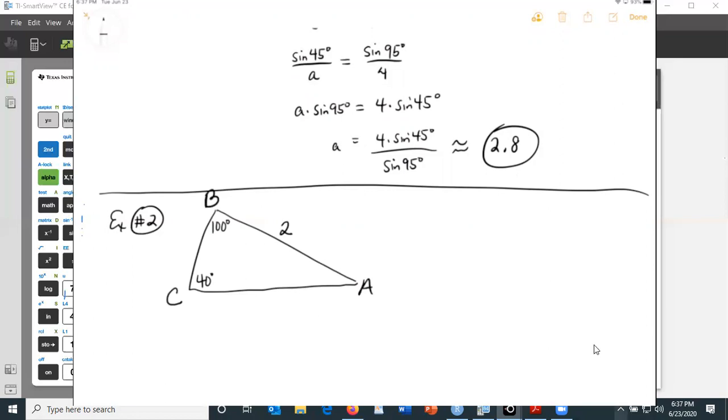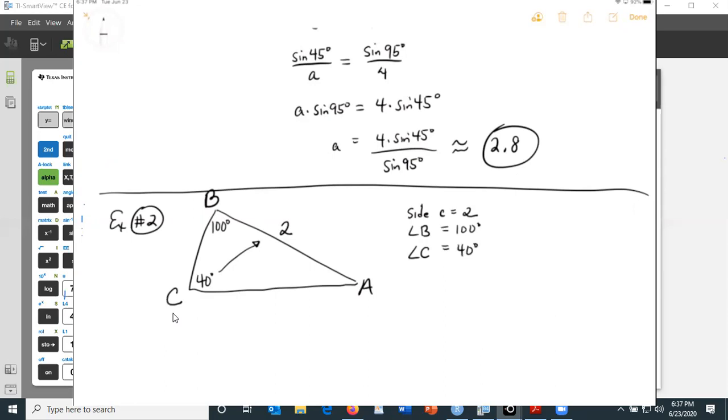So which side is the side with a length of 2? Is it little a, B, or C? Remember, it is across from angle C. So therefore, this 2 here is opposite angle C. So that means side C is 2. Angle B is 100. Angle C is 40.